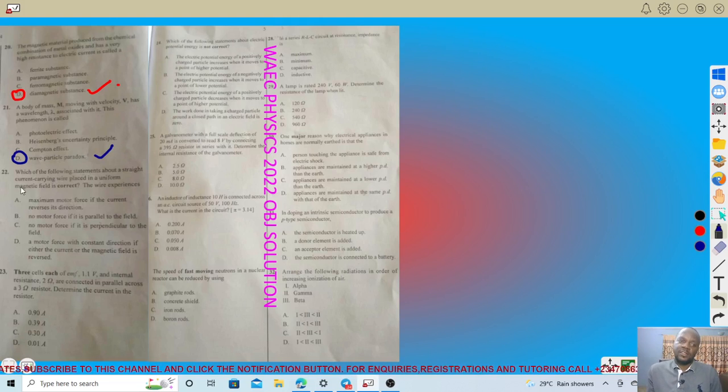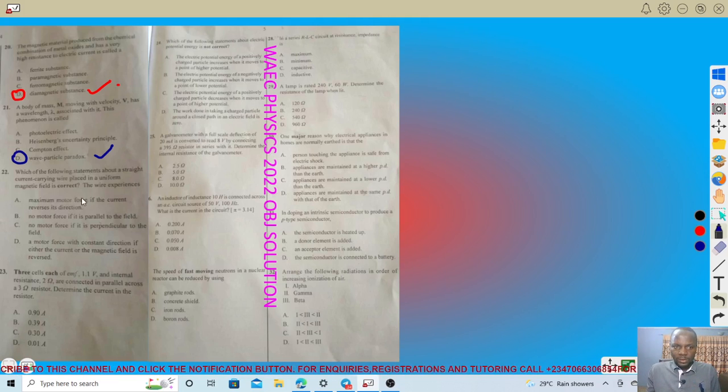The next one: which of the following statements about a straight current carrying wire placed in a uniform magnetic field is correct? Wire carrying current, Fleming's left-hand rule, or Maxwell's corkscrew rule, any one you want to use, everybody knows. They say it is maximum motor force if the current reverses its direction. We say which of the following is correct? Please note that.